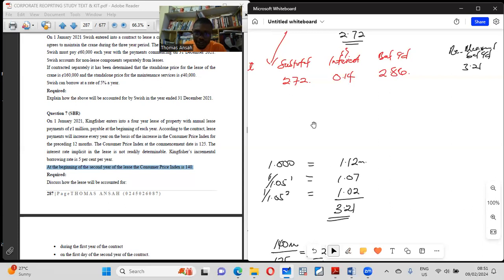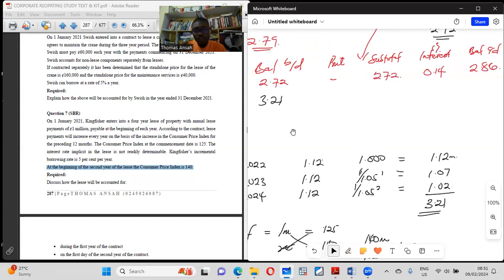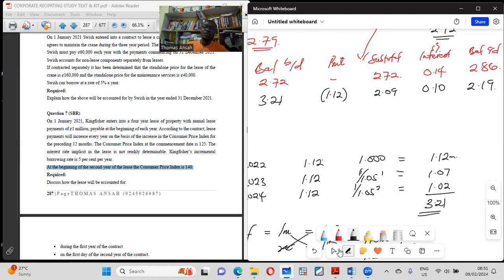And this year, what is going to happen? Instead of paying 1 million every year, I am paying 1.12. So if I less 1.12, I have 2.09. Then I do my 0.05 on that, multiply by 0.05, that gives me 0.10. Now if I add it to 2.09, what I get is 2.19.